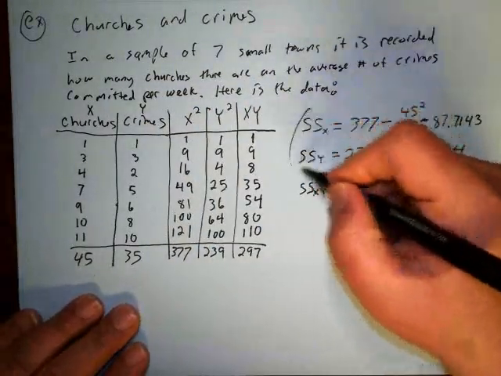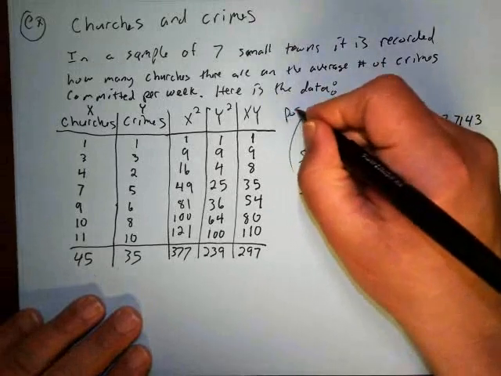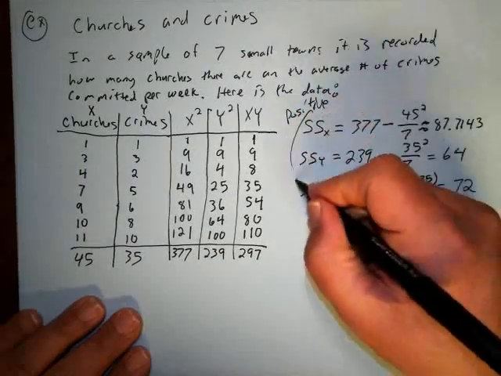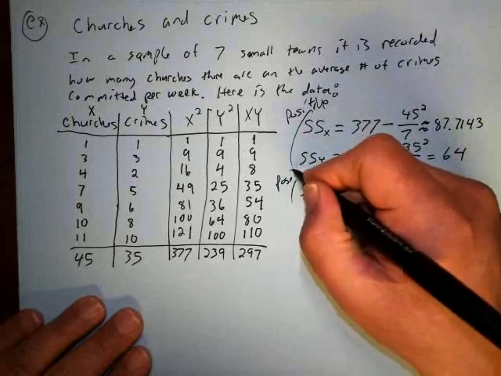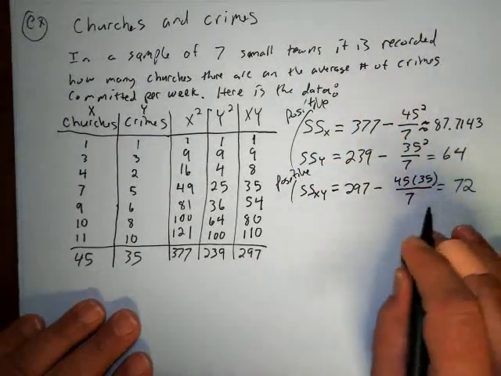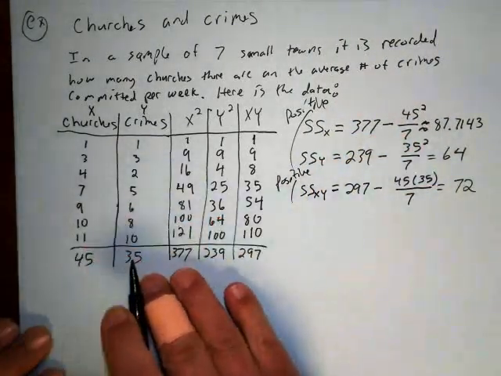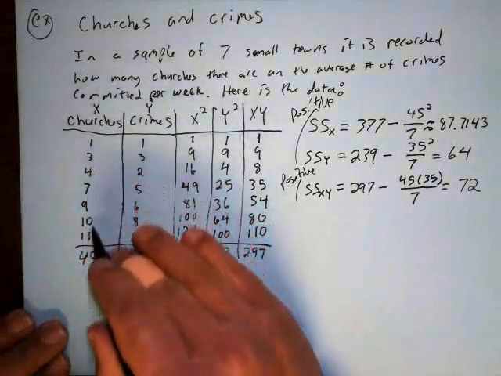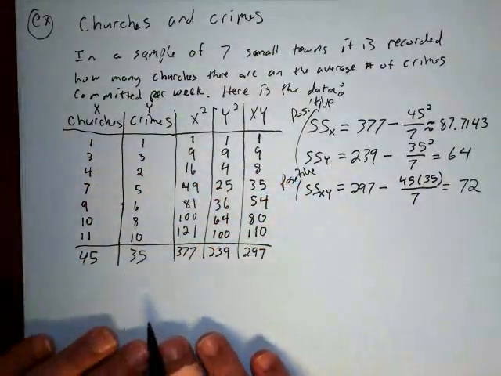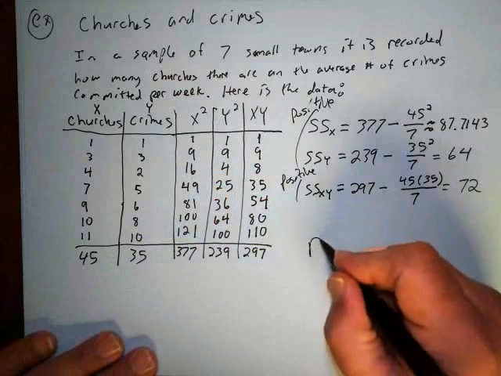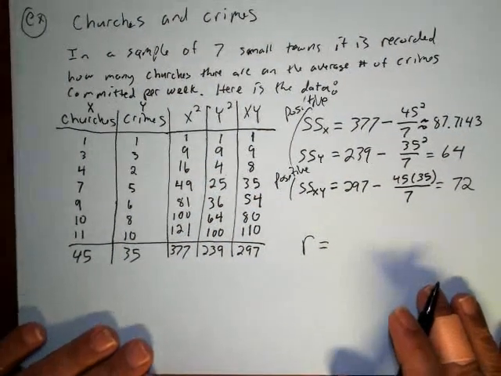So notice that both of these are positive. And this one is positive as well, which means this data has a positive correlation, and it does. As these increase, the other one also seems to be increasing. So now we can calculate R.